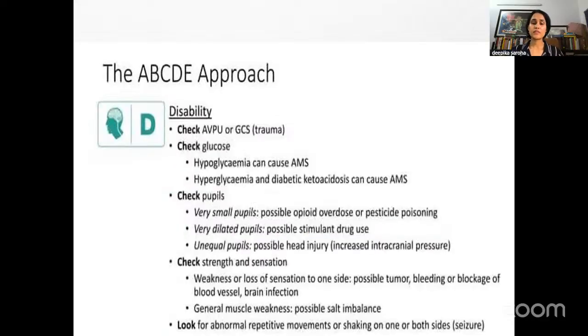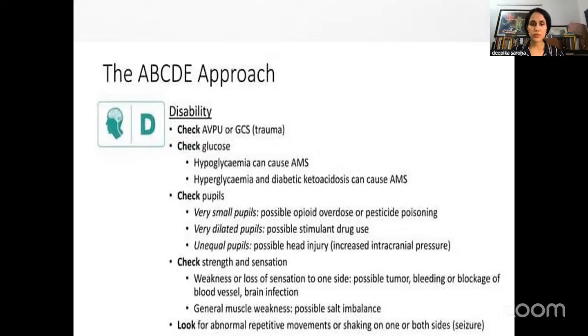Then disability. For disability, we have two scores. One is the Glasgow Coma Scale, which is the GCS score, but this is used in trauma patients, specifically in brain trauma patients. And AVPU is a brief score where A is alert. Patient is alert without any intervention. V is on verbal stimuli. Patient is responding to your commands and patient is conscious of the surroundings. P is for painful stimuli. That patient is not alert by himself or herself.